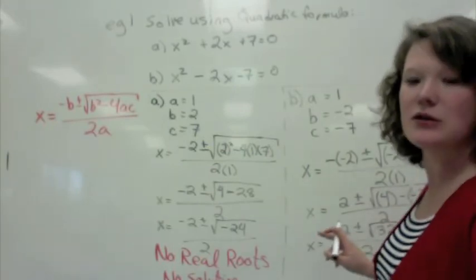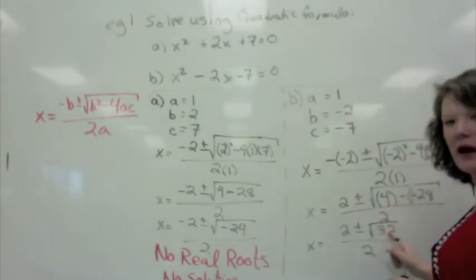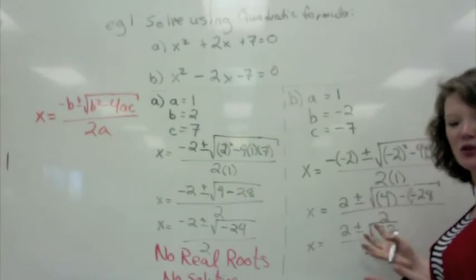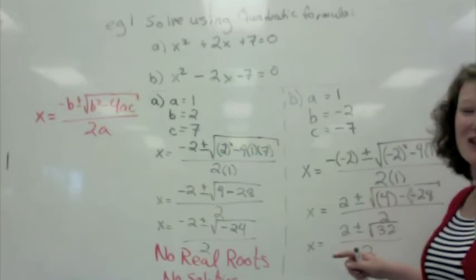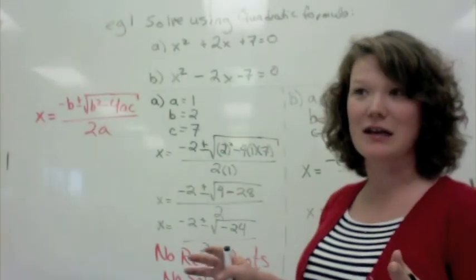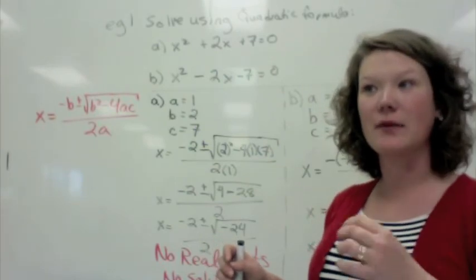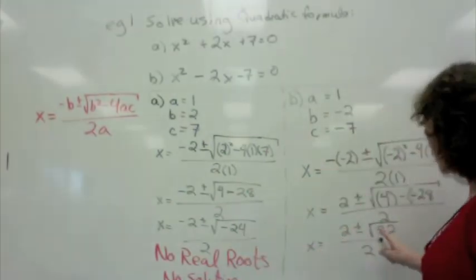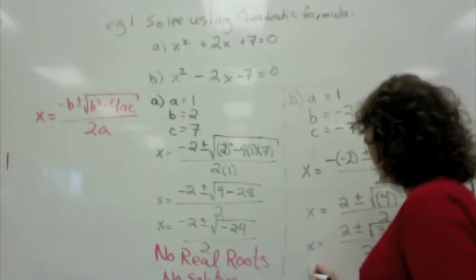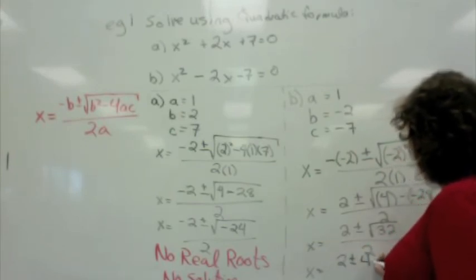I know that 32 is just 4 times 8. If we pull out a 4 here outside of the radical, it becomes a 2, so it's 2 root, actually, the better square root factor here is 16, right? 16 times 2 is 32. Square root of 16 is 4. So I'm actually going to have 2 plus or minus 4 root 2 over 2.